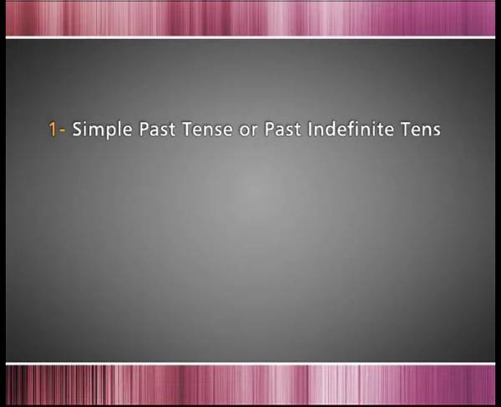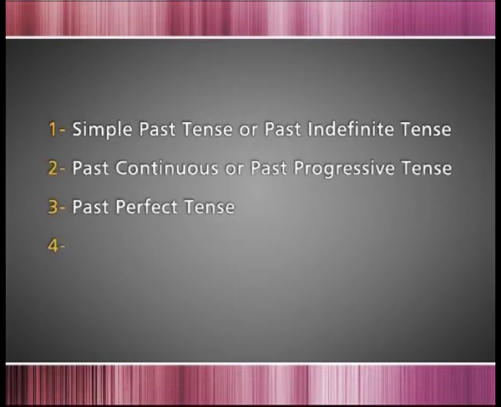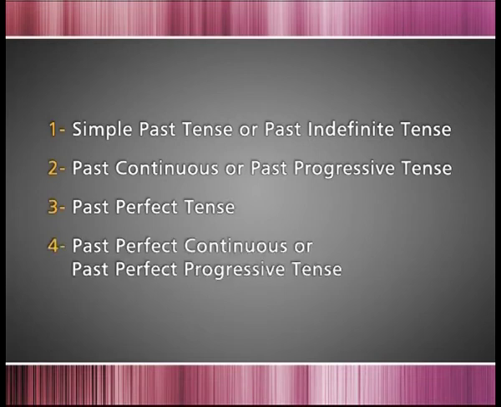The past tense is categorized into four kinds. 1. Simple past tense or past indefinite tense. 2. Past continuous or past progressive tense. 3. Past perfect tense. 4. Past perfect continuous or past perfect progressive tense.